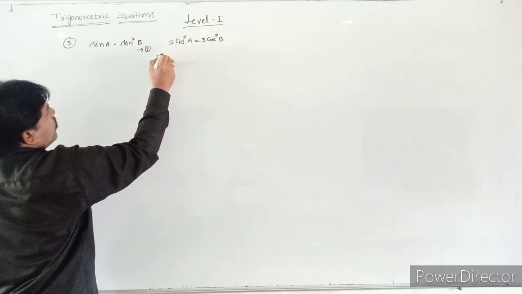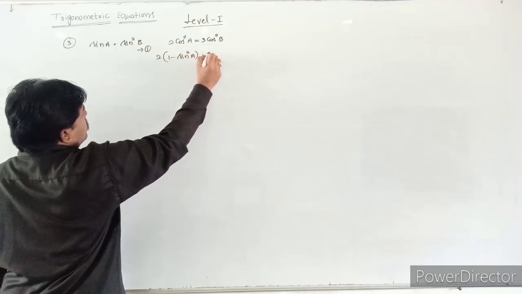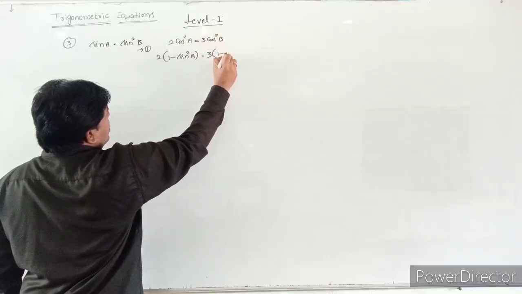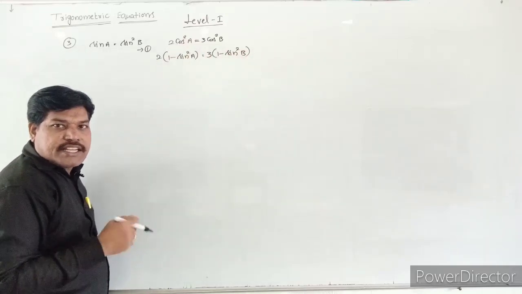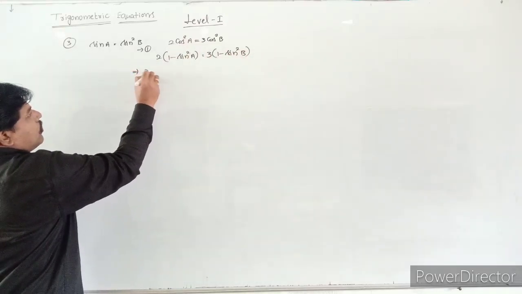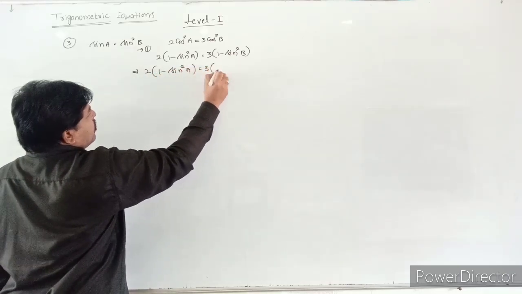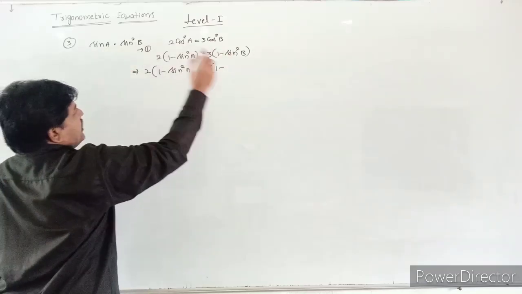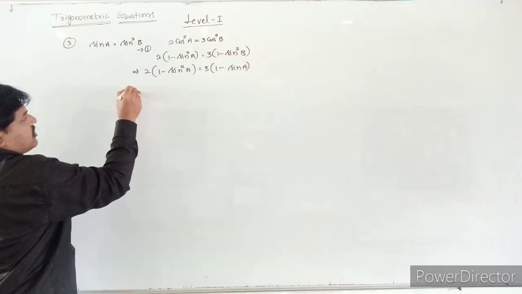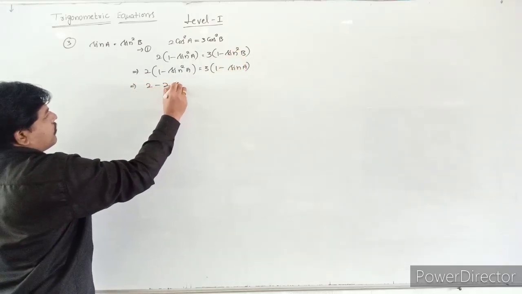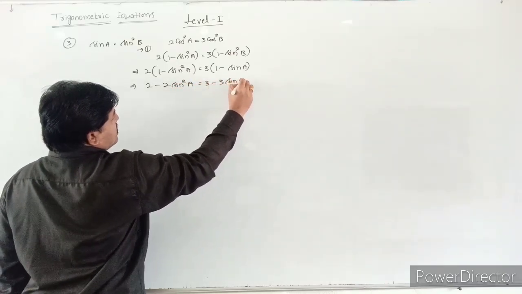I will change 2 cos square A to 2 times 1 minus sin square A, and 3 cos square B to 3 times 1 minus sin square B. Why? Because cos square theta is 1 minus sin square theta. So 2 into 1 minus sin square A is equal to 3 into 1 minus sin square B, and the value of sin square B is sin A. So in place of sin square B, I will write sin A. Multiplying the terms, students: 2 minus 2 sin square A is equal to 3 minus 3 sin A.